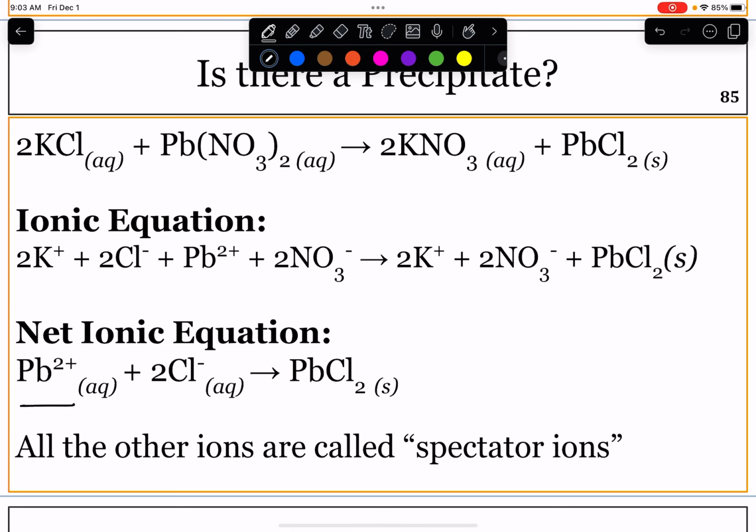You must include charges on the reactant side. You can write them in either order, lead ion or chloride ion first. But then when it's a compound, the cation, the positive lead, must always go first. All of the other ions, the ones that we canceled, the potassium and the nitrate, these are called the spectator ions. I like to call them the fans in the stands. They're just watching the show being the reaction, which is, in this case, the lead chloride, going from aqueous substances to solid substances.